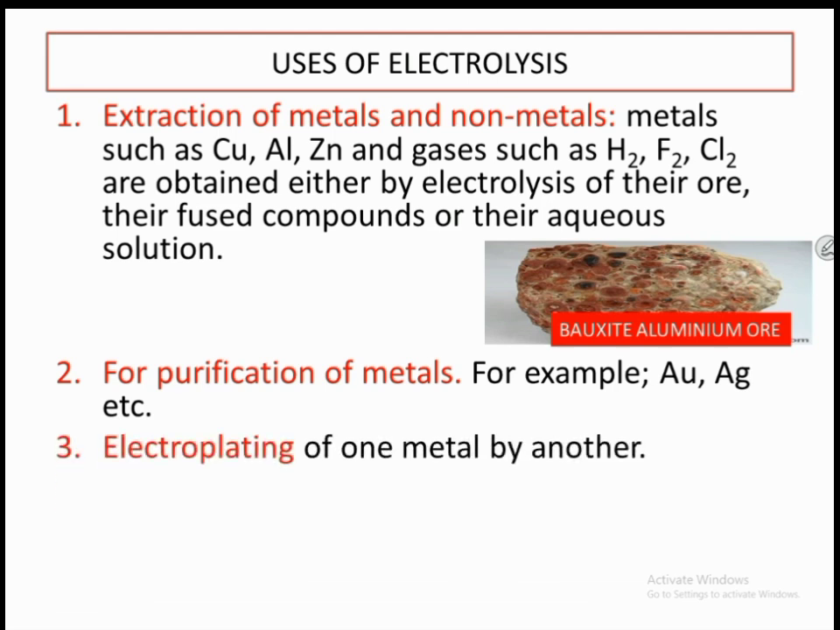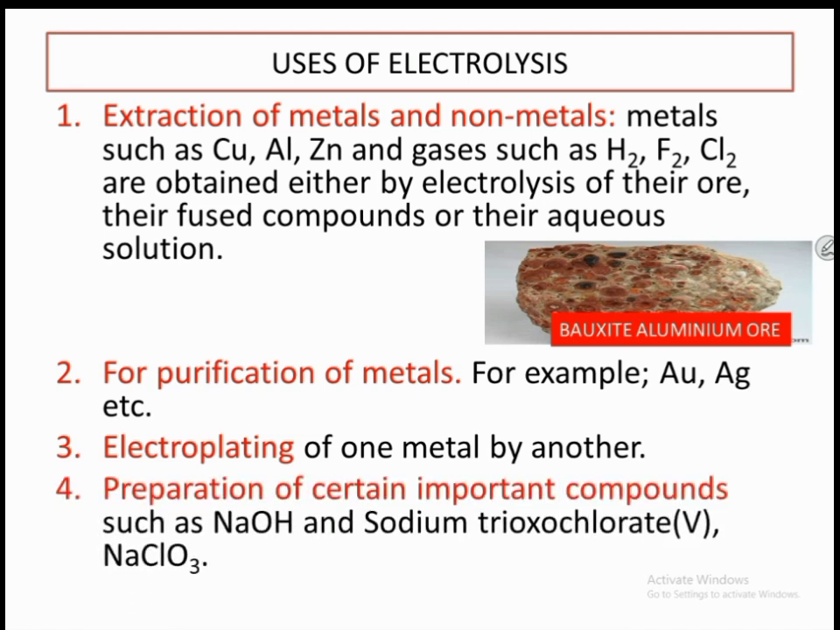Then electroplating, a process where a metal is coated by another metal. I will explain this vividly. Then preparation of certain important compounds like sodium hydroxide and sodium carbonate. Of course, sodium hydroxide is gotten from electrolysis of brine, because Na and OH are left behind during the electrolysis of brine. I told you that in the electrolysis of brine, hydrogen is discharged at the cathode, and Cl at the anode.